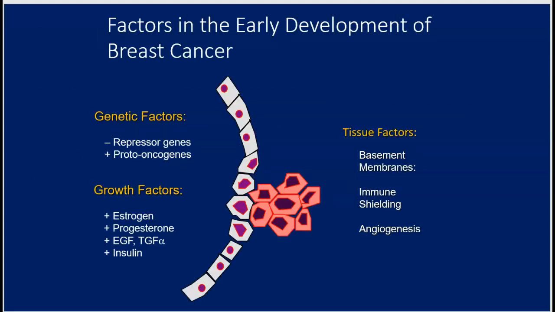Now, it's important to recognize that there are a lot of factors that go into the development of breast cancer. There's genetic factors, including repressor genes, proto-oncogenes, a number of growth factors, which include hormones such as estrogen and progesterone, and growth factors, even insulin, and there's tissue factors related to the basement membranes, related to various types of immune shielding, and angiogenesis. So the ability to tease out how a particular factor such as taking of an oral contraceptive or using some sort of hormonal preparation is difficult when there are this multitude of factors that go into the genesis of a breast cancer.